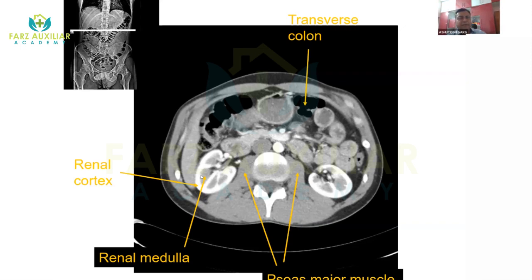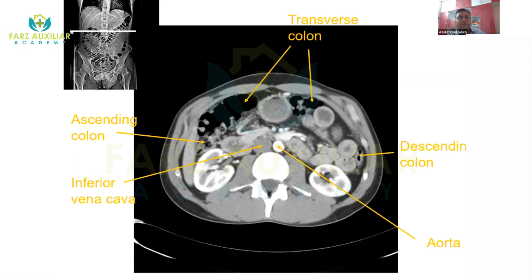The black portion in the kidney is the medulla, and the white outer portion is the renal cortex. So this is the right kidney, this is the left kidney. These are the small loops of small intestine, and there's air in the colon. So this is the aorta, inferior vena cava, ascending colon.